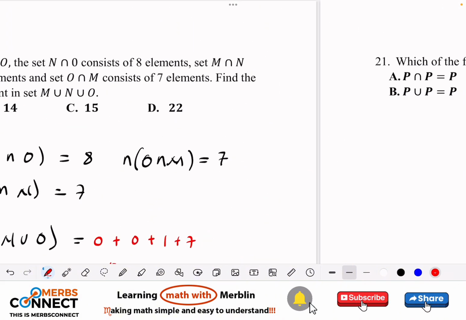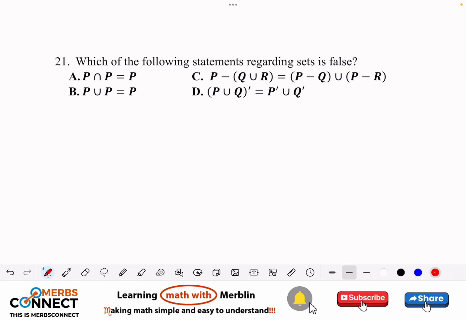Good. Okay, so now let's look at question 21. We are almost done. We have like 9 questions and then we are done. Question 21, let's see. Which of the following statements regarding sets is false? So we know that P intersect P is actually true, yes, without even using anything. Let's look at B. P union P is actually also P, which is true, because all elements in P can be found in P. Let's look at D before we even talk about C, right?